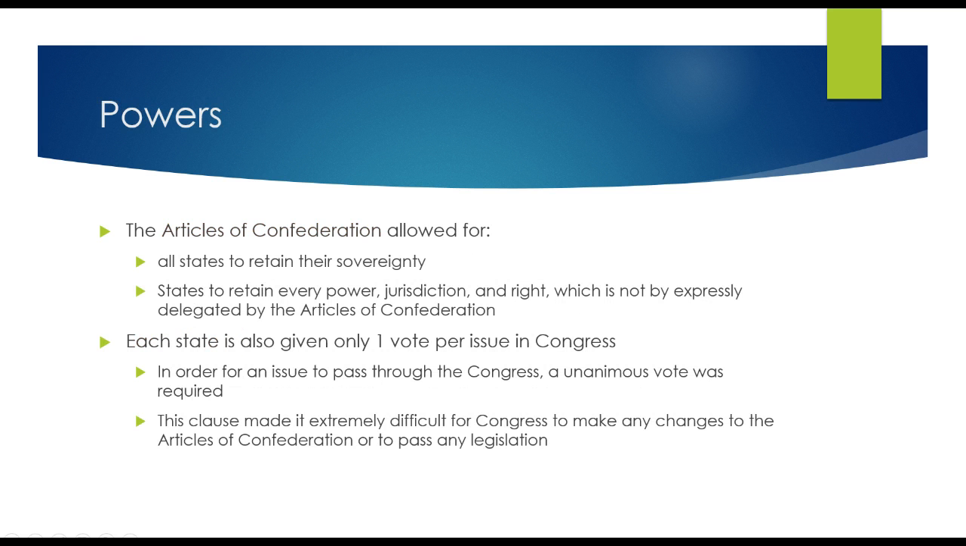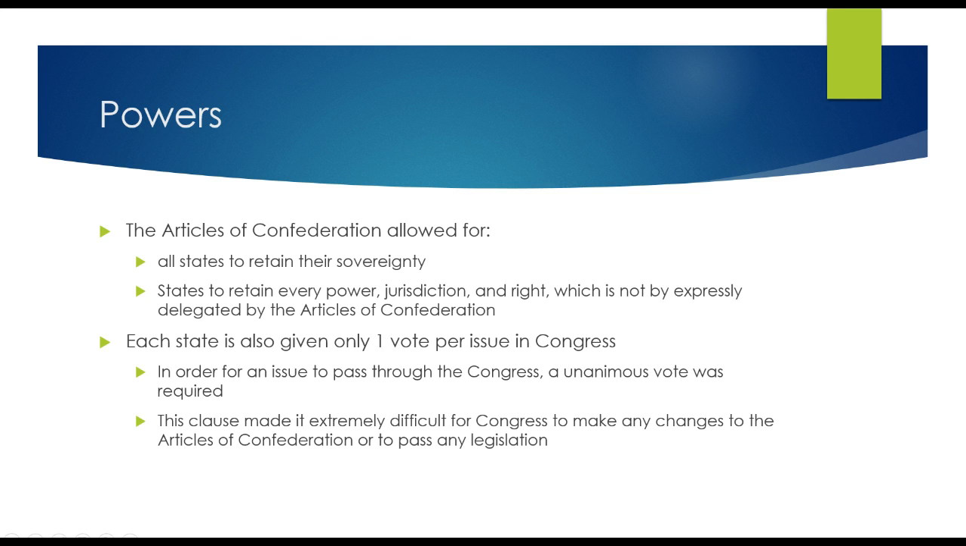So when we look at what powers the Articles of Confederation allowed for, it allowed all states to retain their sovereignty, which means that they all had the ability to make their own decisions, very much independent from any other one of the states and independent from any sort of central power, because when you look at the Articles of Confederation, there really is no central power that exists.